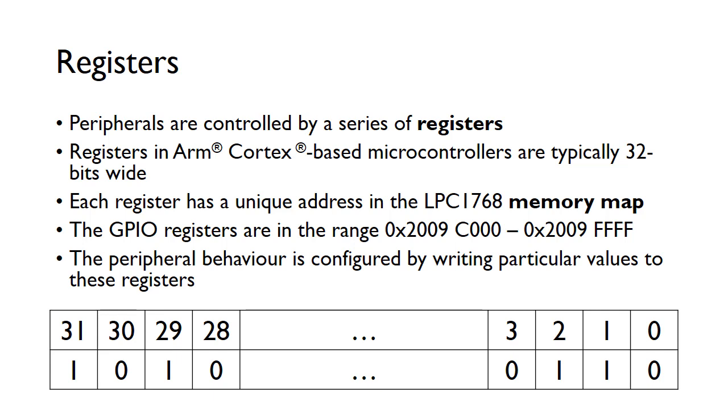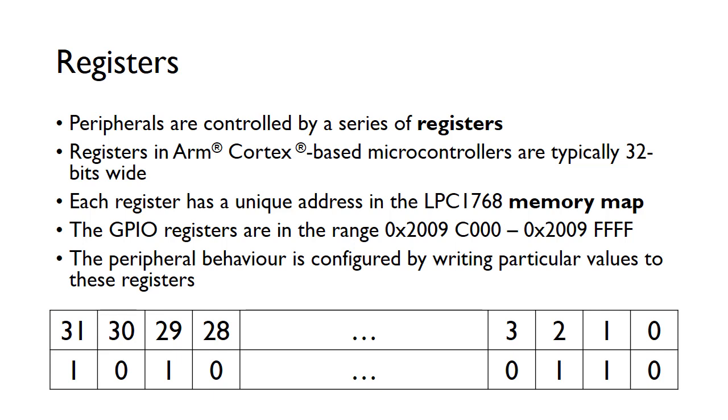So we've got this GPIO peripheral, and that and all the other peripherals are controlled by a series of registers. These registers are inside the actual GPIO peripheral in the microcontroller. The registers in these ARM Cortex microcontrollers are typically 32 bits wide. So each register contains 4 bytes or 32 bits, and each register has a unique address in the microcontroller memory map.